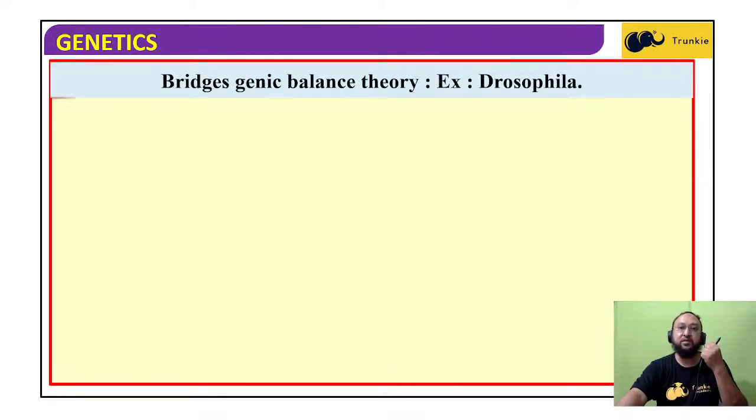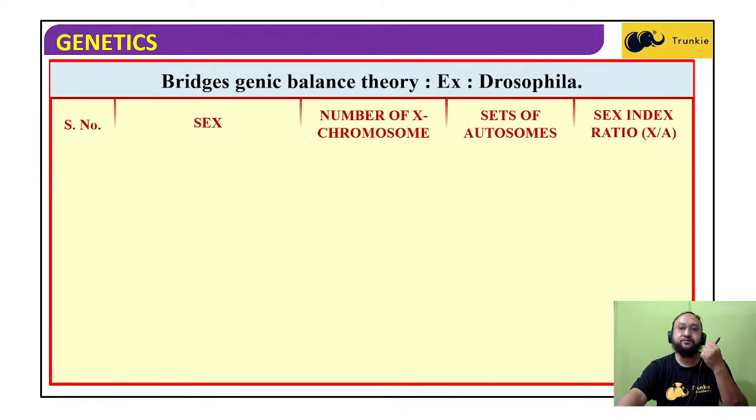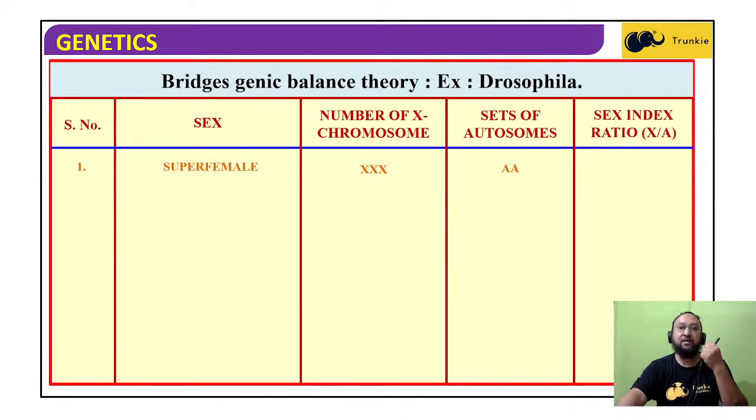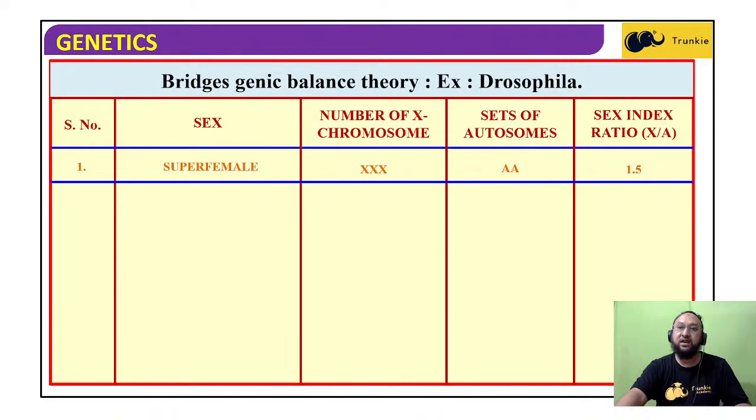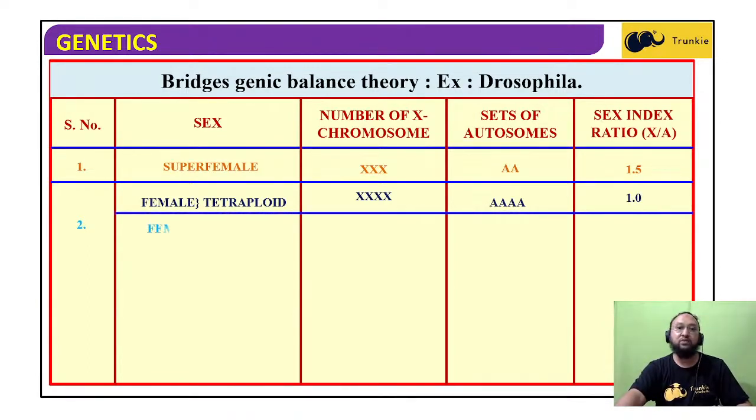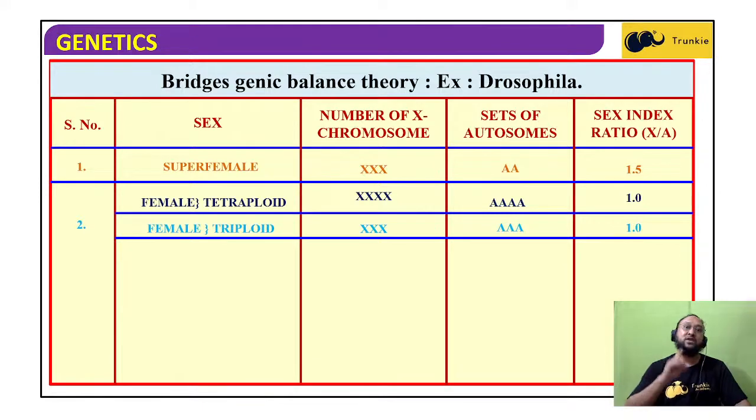Now, Bridges' genetic balance theory, example Drosophila. The super female has 3 X chromosomes and 2 sets of autosomes, AA, and the sex index ratio will be 1.5, which is more than 1, so it is a super female. For the tetraploid female, we will find 4 X chromosomes and 4 sets of autosomes, so the ratio is equal to 1. In case of the triploid female, there will be 3 X and 3 sets of autosomes. In both cases the ratio is 1, so it is female.